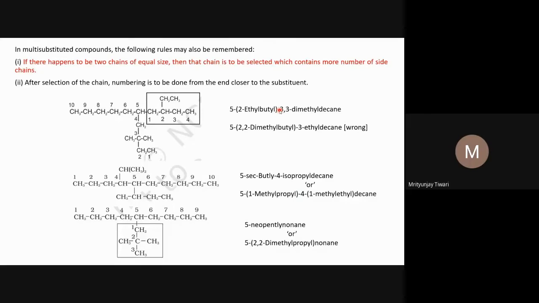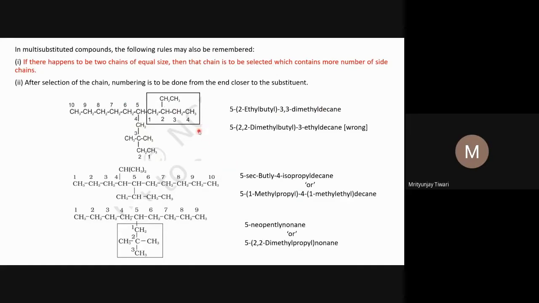Then hyphen, and now we will write these two substituents as a prefix before the name of the main chain. This is 3,3-dimethyl, so 3 comma 3 dimethyl, and this is decane that we know. So this is the IUPAC name of this compound.